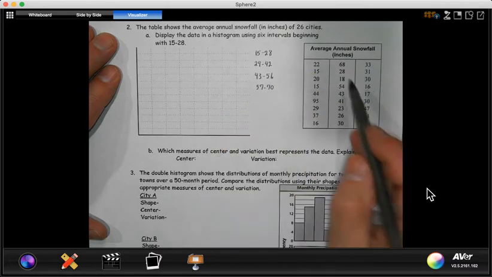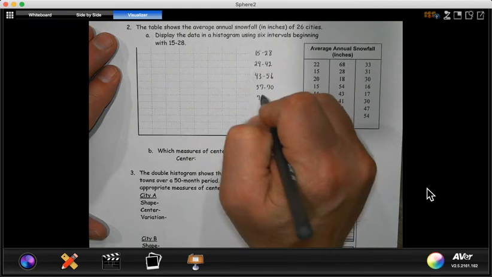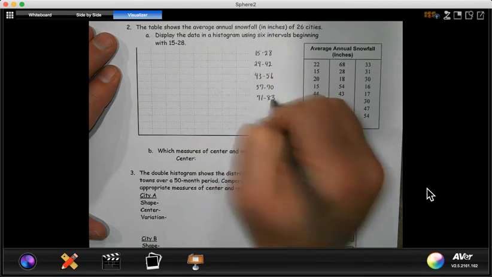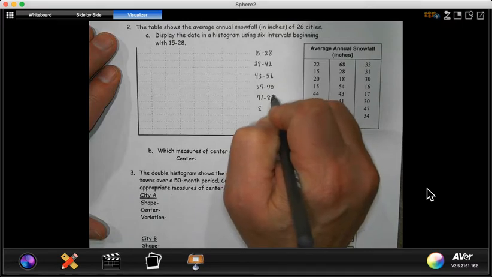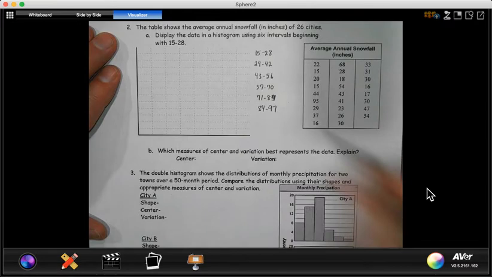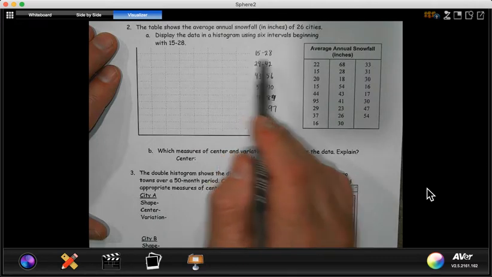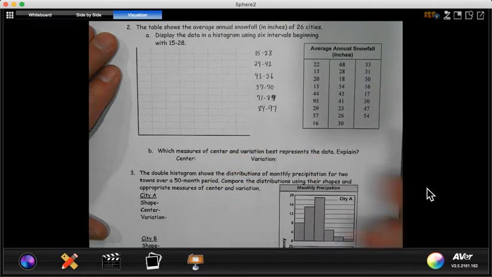What's the highest number? 95. So I've got to go all the way to 100. So 71 to 83, and then 84, sorry, 84 to 97. So there's my range of numbers, my 6 intervals. I did the range divided by 5, which is 13. That gave me my 6 intervals.